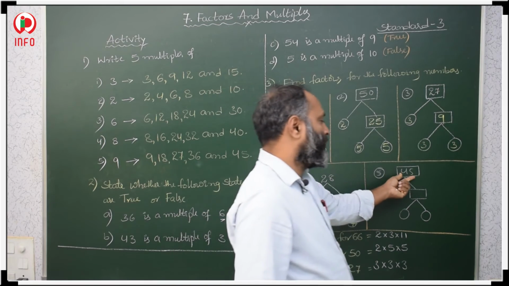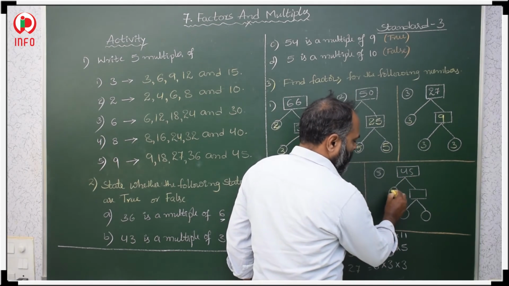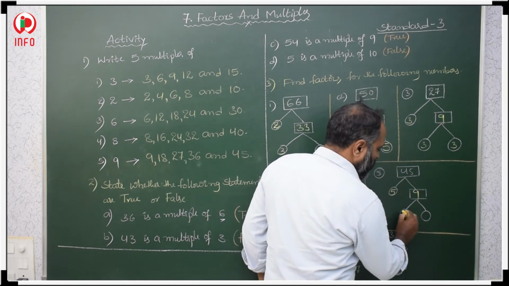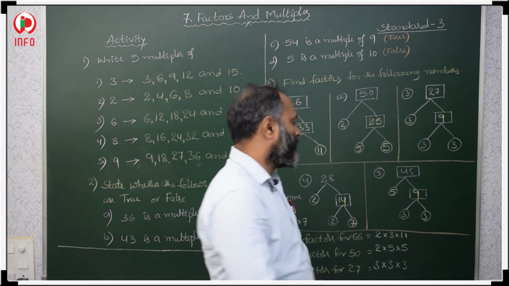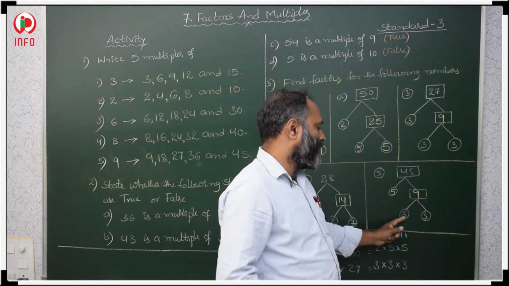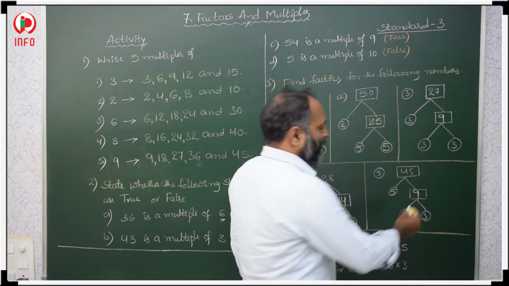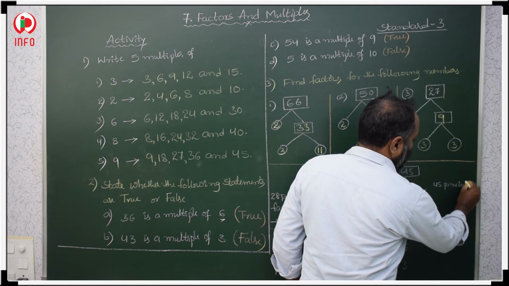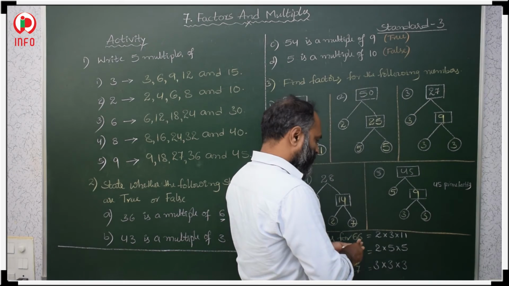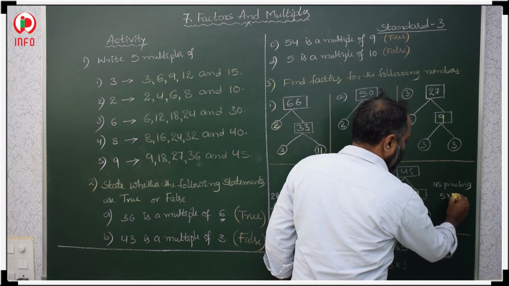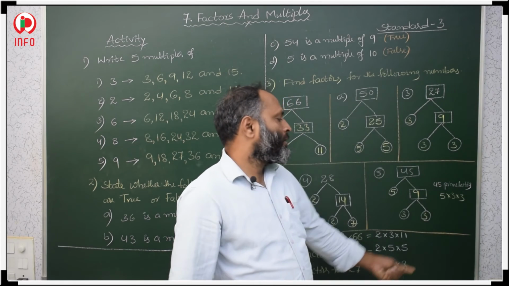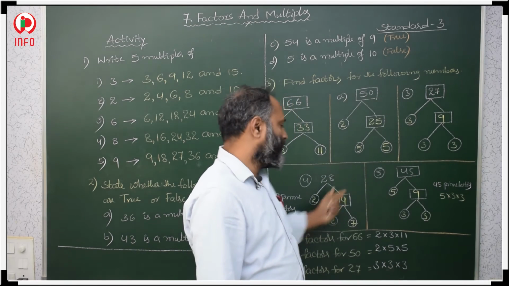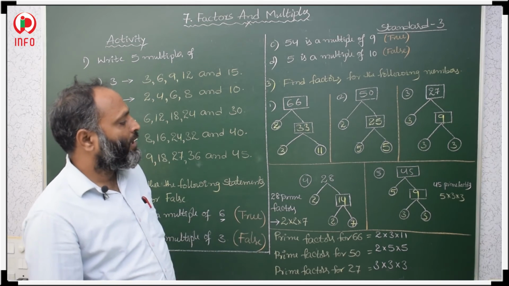Now, here the prime factors of 45. First we have to take 5, 5 9s are 45, then again this 9, 3 3s are 9. So what are the prime factors of 45? 5 into 3 into 3. Okay, in this way we have to write the prime factors of given numbers.